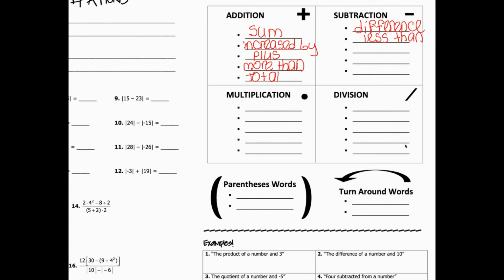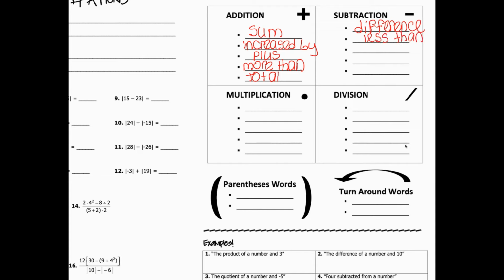And then turnaround words are less than, subtracted from. What we mean by turnaround words is that in a lot of the subtraction problems, you have to flip the order that it's stated in. So for example, if it says 2 less than x, you want x minus 2. Same thing, 2 subtracted from x, you want x minus 2, not 2 minus x. So that's what we mean by turnaround words.